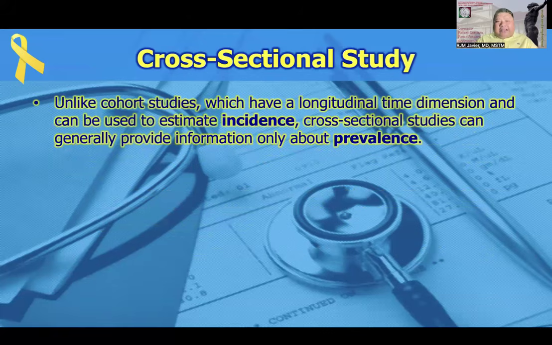Unlike cohort studies, which you can establish incidence, cross-sectional studies can only yield data on prevalence. So we can only measure prevalence, not incidence, in your cross-sectional study. Why? Because everything is analyzed at a single point in time. Wala siyang temporal relationship, only present day situation lang.